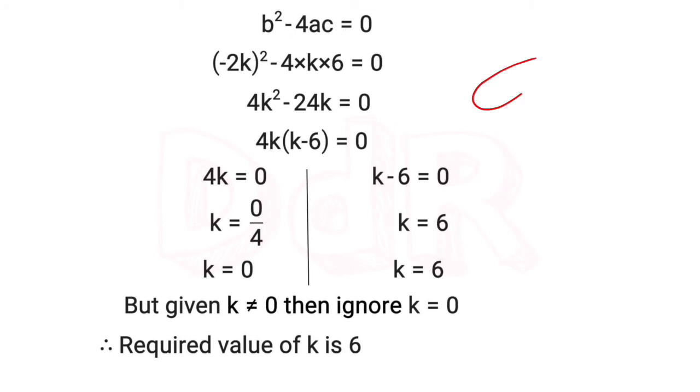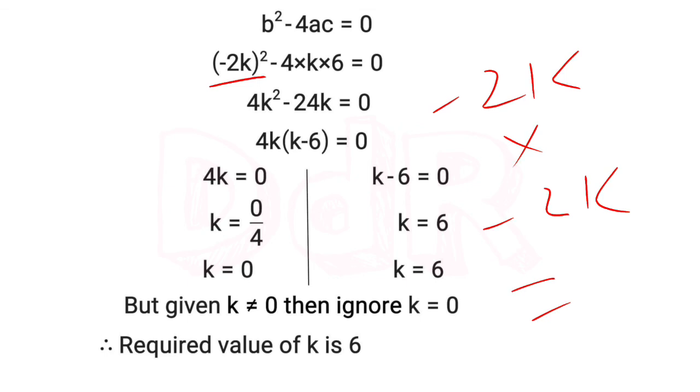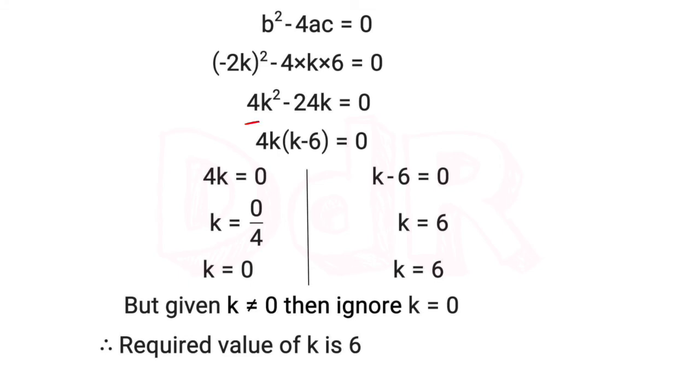So here you substitute the a value, b value and c value. The b value is minus 2k, so minus 2k whole square, minus 4ac, 4 into k into 6, equals 0. So minus 2k whole square is minus 2k into minus 2k. Minus 2 into minus 2 is plus 4 and k into k is k square, so 4k square. Then 4 into k into 6: 4 6s are 24, so minus 24k equals 0.